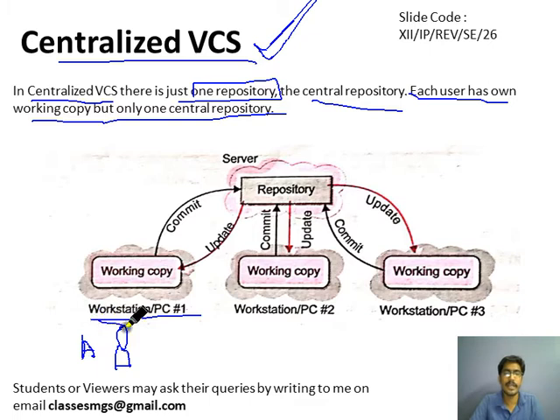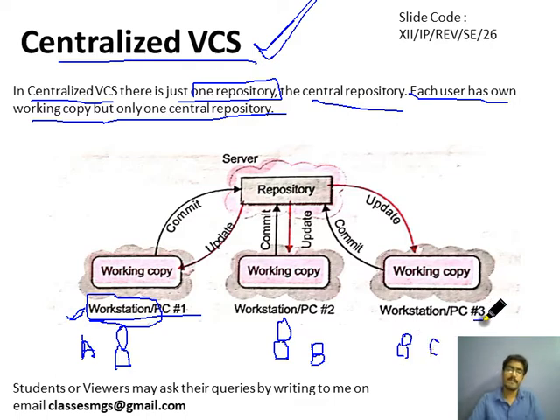I have already told that the computers that are used for the development of software are known as workstations. Let's suppose person A is working on workstation 1, person B is working on workstation 2, and person C is working on workstation PC3. Let's suppose these are working on some files or project. Each individual will have their working copy on which they will work separately, and the history of changes will be maintained in a single central repository or central file.